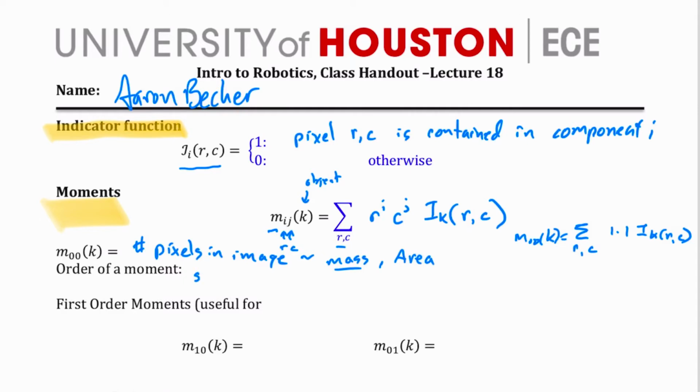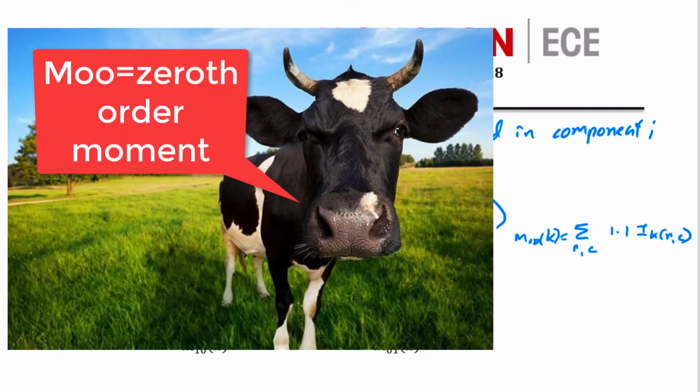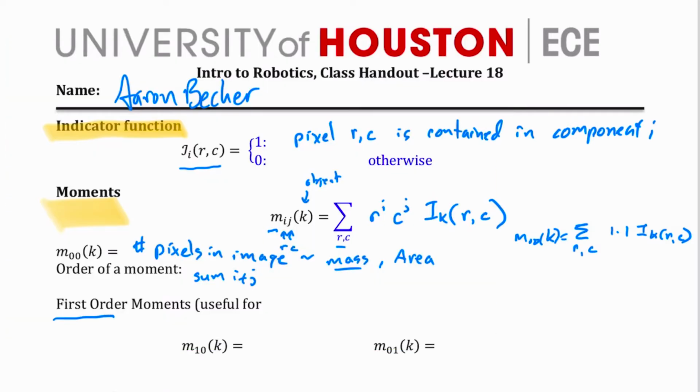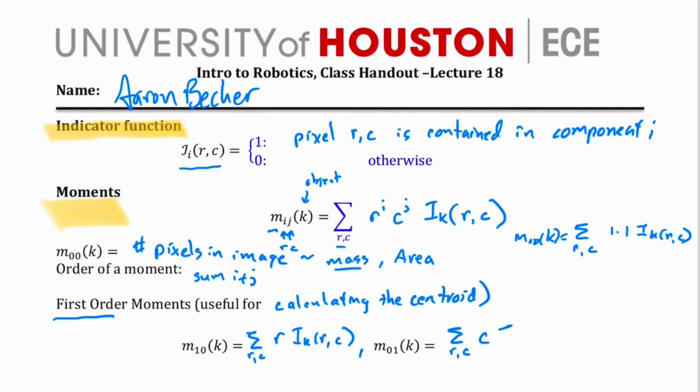Next concept that we have is the order of a moment. And the order of a moment is just the sum of i plus j. So M00, that's a 0th order moment. Now we're going to talk about the first order moments. These are very useful for calculating the centroid. And so M10, we're going to do our summation over all RC, and we're going to take the R raised to the first power times my indicator function of RC. And then my M01 of object K is just my summation over all RC, we multiply by C, and then my indicator function of RC.